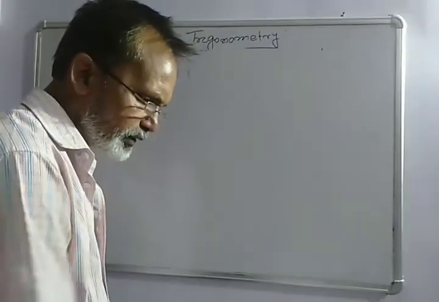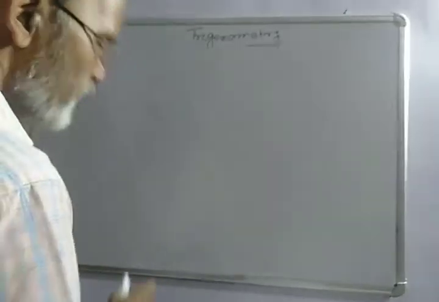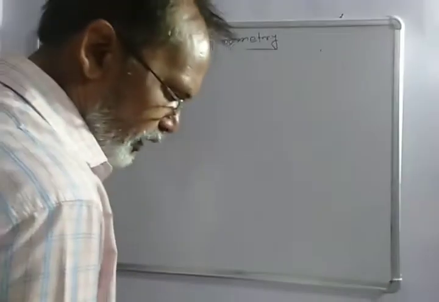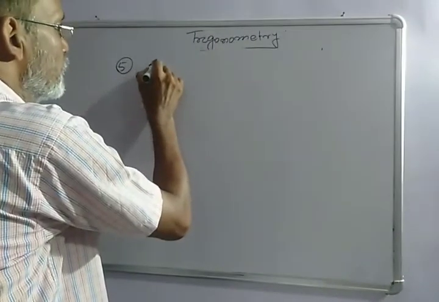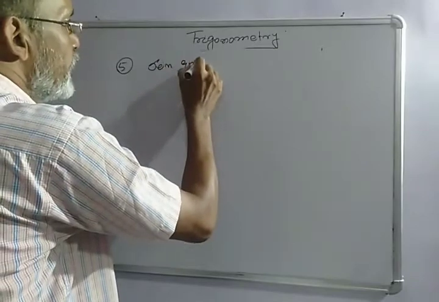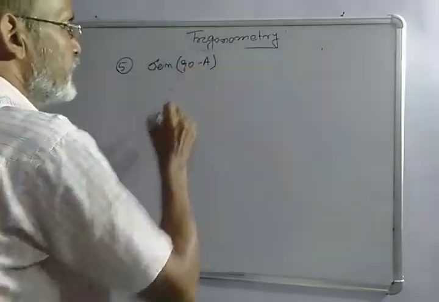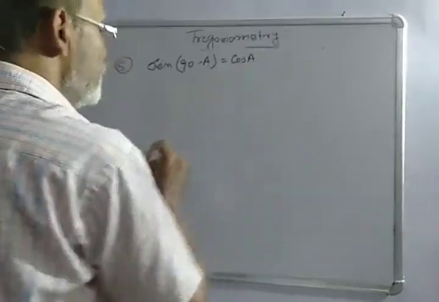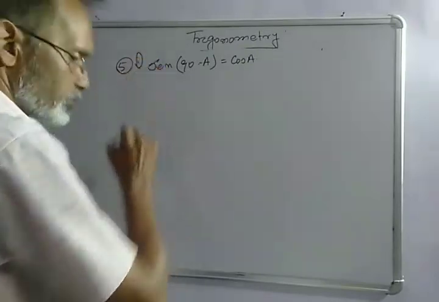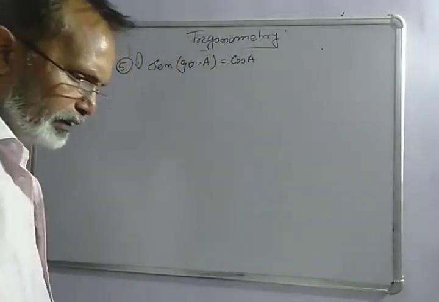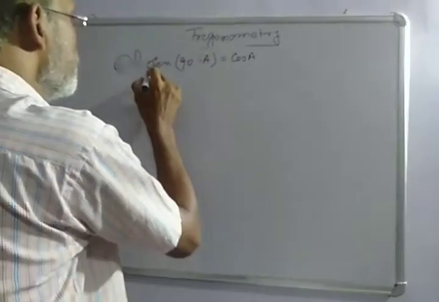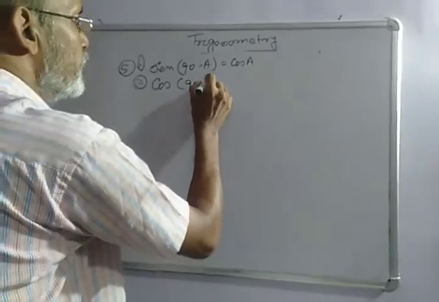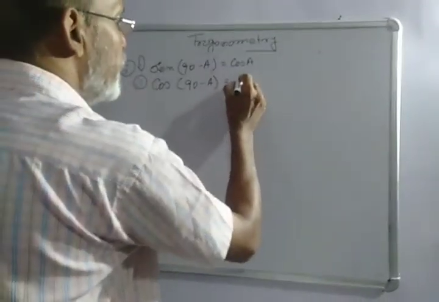Then the next formula, the fifth formula, is sin 90 minus a is equal to cos a. Similarly, number 2, cos 90 minus a is equal to sin a.